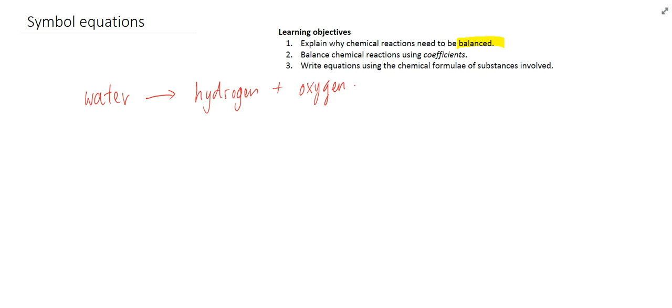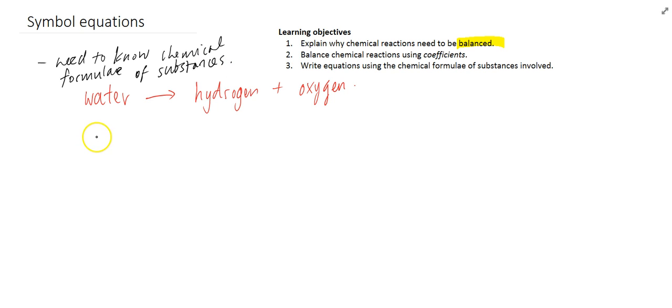So you need to know, with symbol equations, you need to know chemical formulae of substances. So water, you probably know that water's chemical formula is H2O.